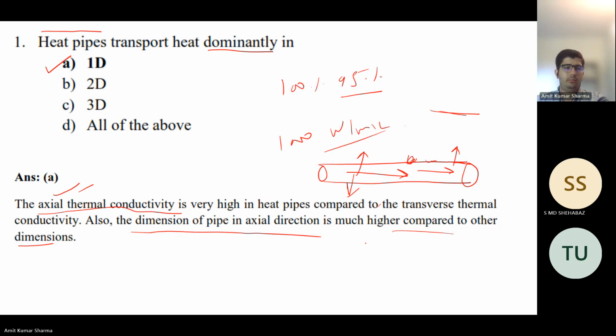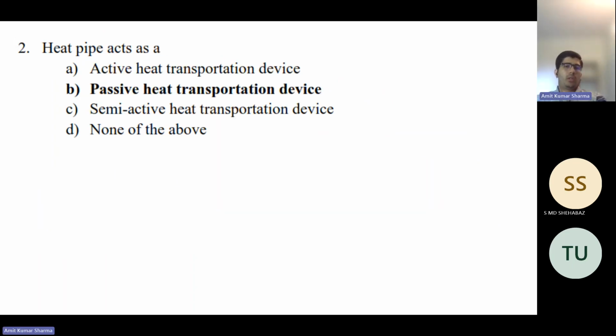Okay. Let's move to the other question. Question number 2: heat pipe acts as a. We have 4 options: active heat transportation device, passive heat transportation device, semi-active heat transportation device, and none of the above. You have to answer which type of heat transportation device is a heat pipe. So take 2 minutes and let me know the answer.